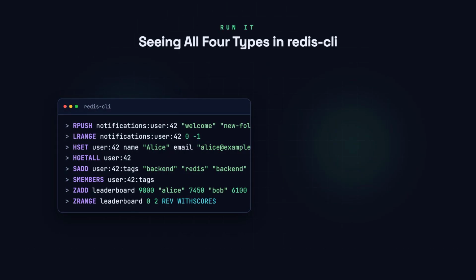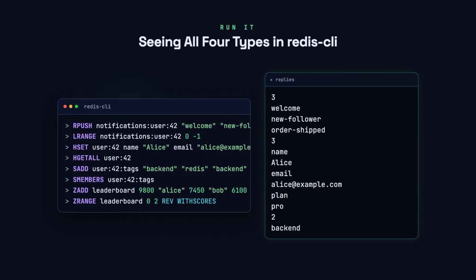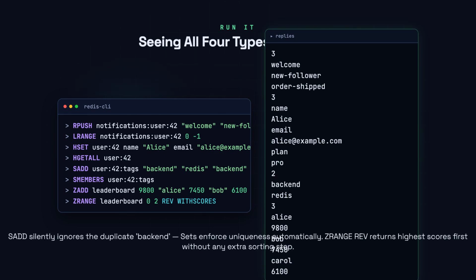Watch how each type handles its specialty. RPUSH and LRANGE for an ordered notification feed, HSET and HGETALL for a user object, SADD for a tag set that deduplicates for free, and ZRANGE REV for an instantly ranked leaderboard.